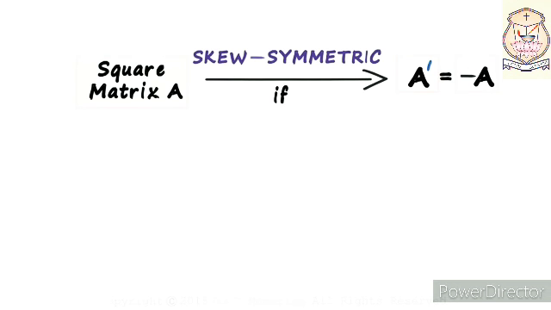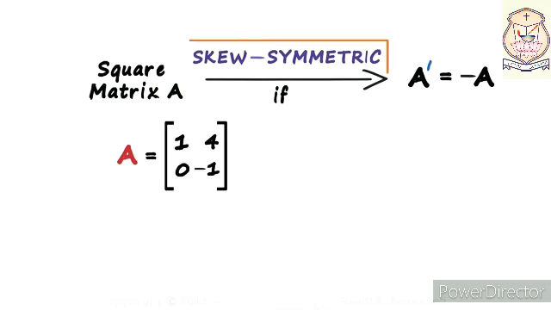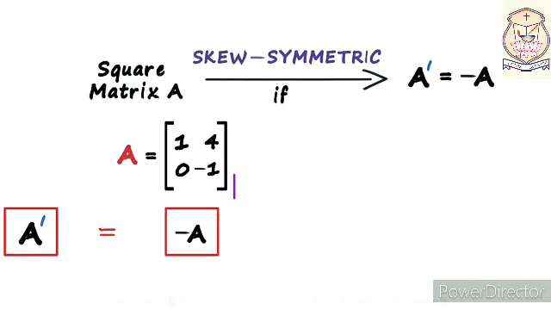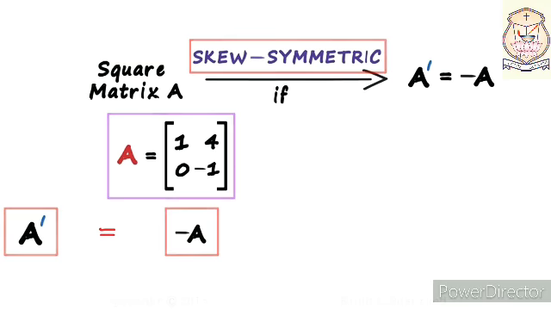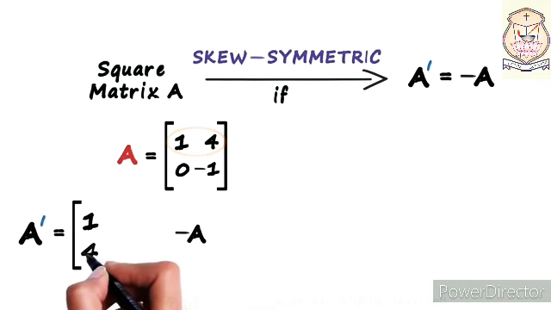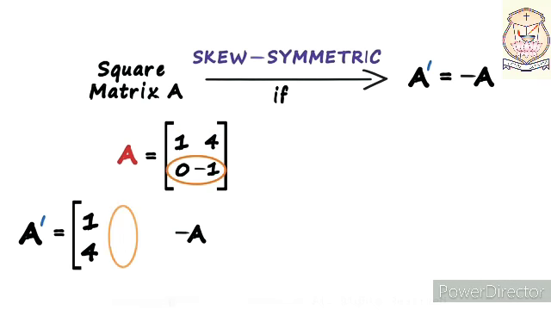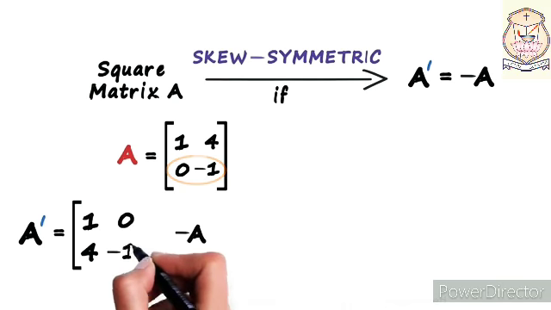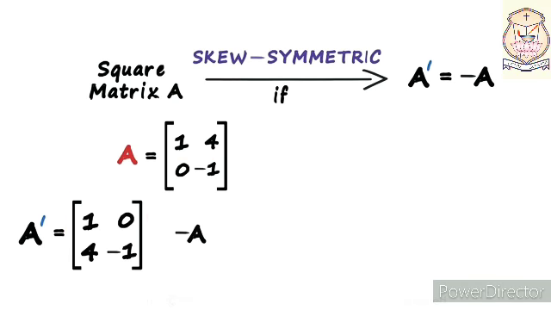A simple example would definitely help us understand better. Is this matrix A skew-symmetric? So we will find A transpose first and then negative of A. If they are equal, then we can say that matrix A is skew-symmetric. Let's find A transpose first. The first row becomes the first column, 1, 4, and the second row becomes the second column, 0, minus 1. This is A transpose.